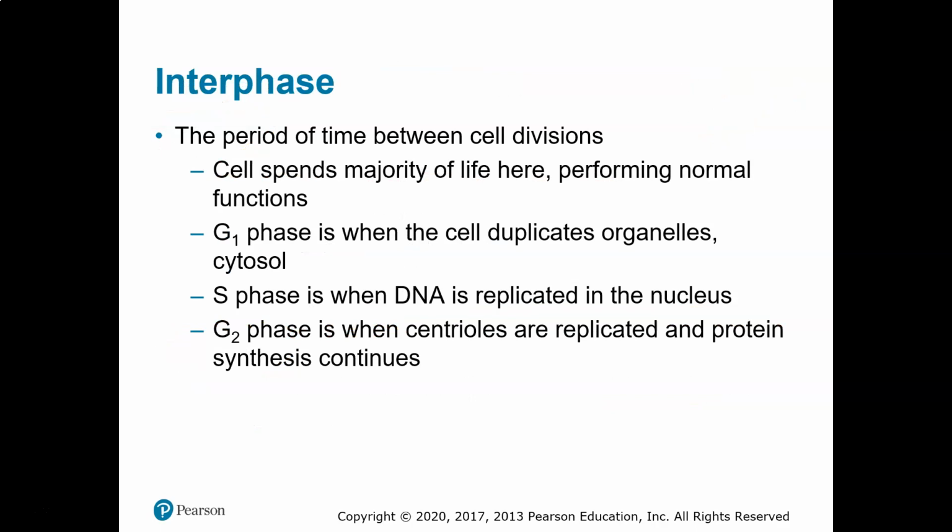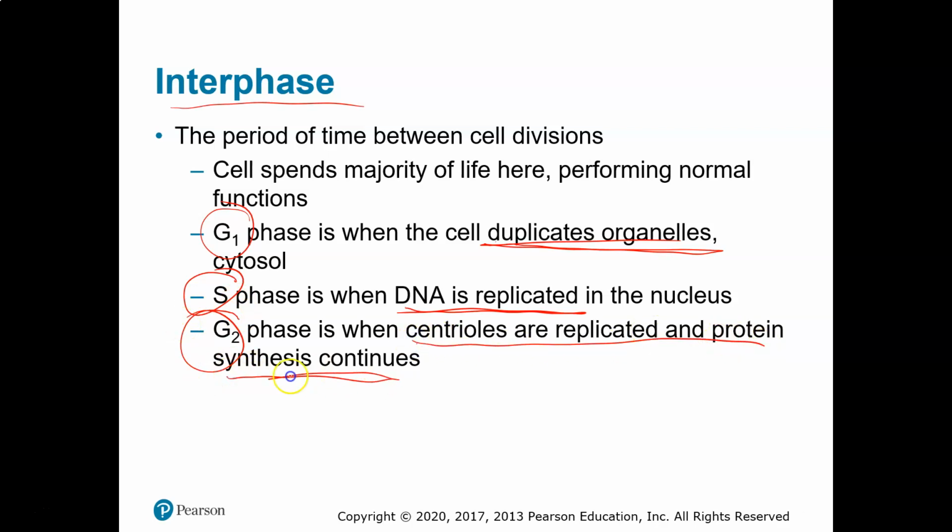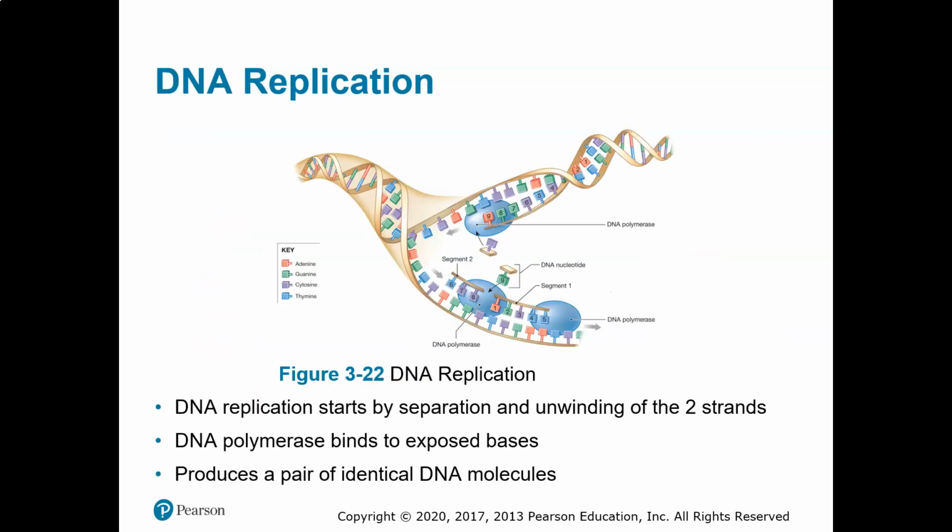The first stage of the cell cycle is called interphase. It is the time between cell divisions. The cell spends the majority of its life here, 75% compared to how much it spends in mitosis. G1 is the growth phase, and it's also when the organelles are duplicated. S is when the DNA is replicated. S stands for synthesis. G stands for growth. And G2 is when the centrioles are replicated and the proteins that are needed for cell division are synthesized, like the microtubules or spindle fibers.